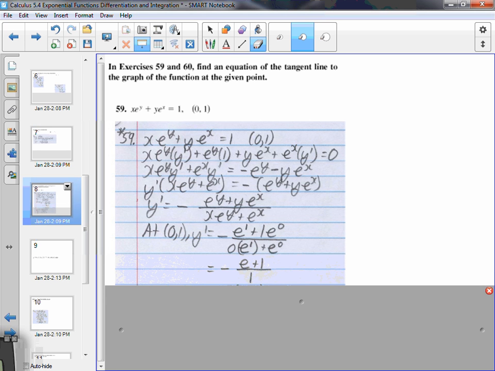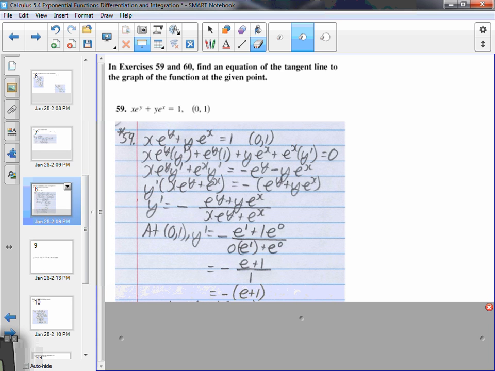So I've got the negative sign in front. In the numerator, all I have, once I simplify, is e plus 1. In the denominator, 0 times e to the 1 is 0. So all I have in the denominator is e to the 0, which is 1. Is a denominator of 1 actually doing anything for me? Nope. So that is the slope of the tangent line at that point. So we went from having a formula to find the slope of the tangent line to knowing the slope of the tangent line at that particular point of tangency.